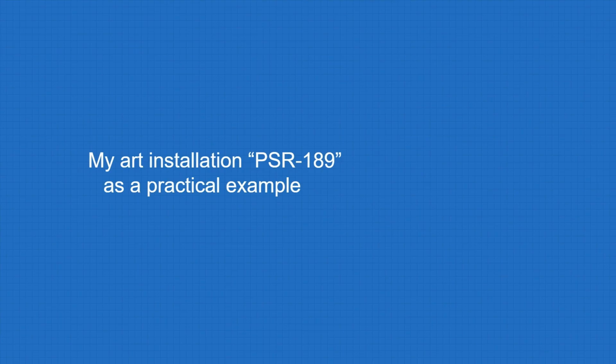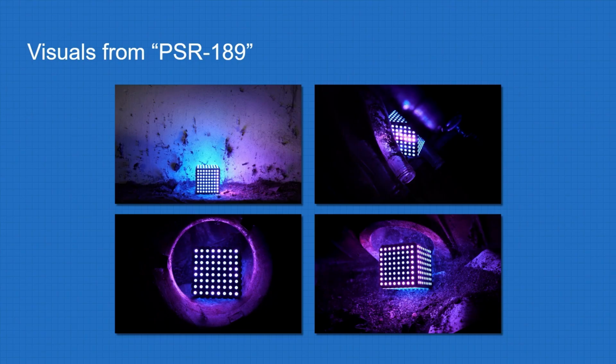In order to illustrate this approach, I'll present to you PSR 189, my art installation. It was a cube made of LED panels that displays some animation. I put it in different locations in order to shoot an experimental movie about it.